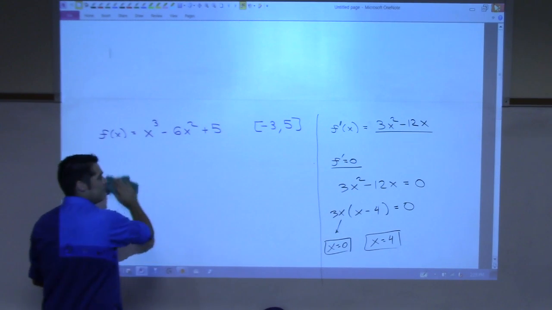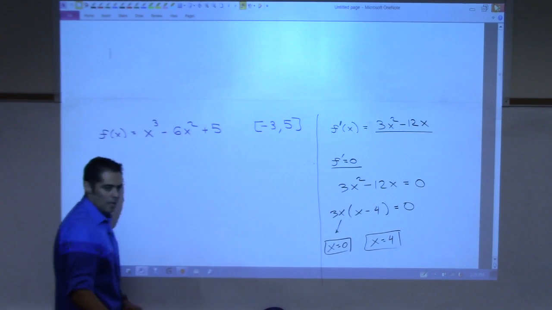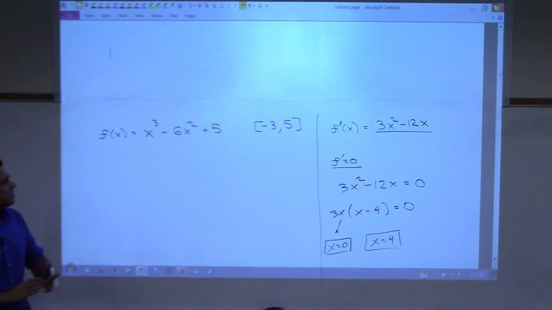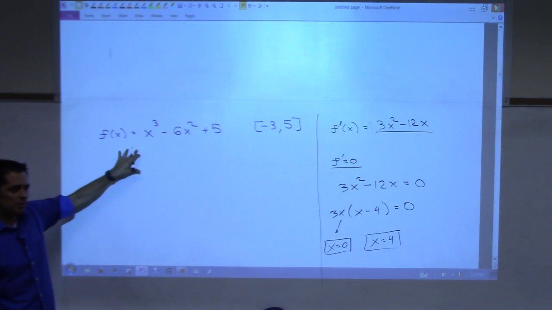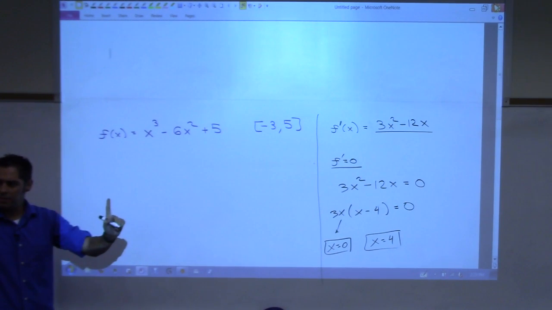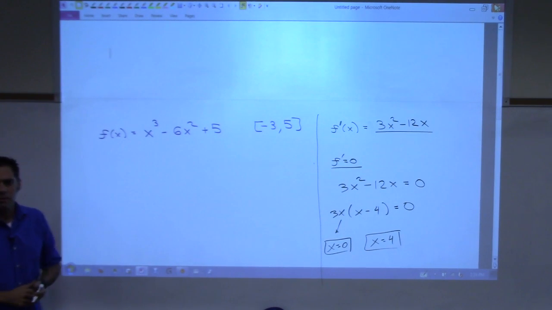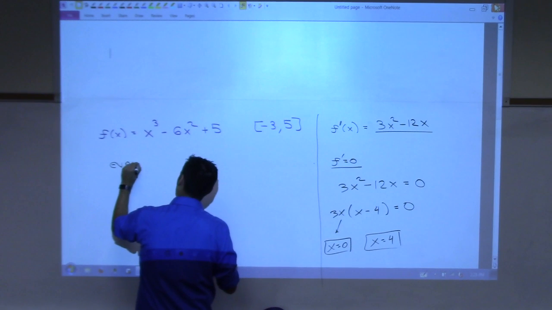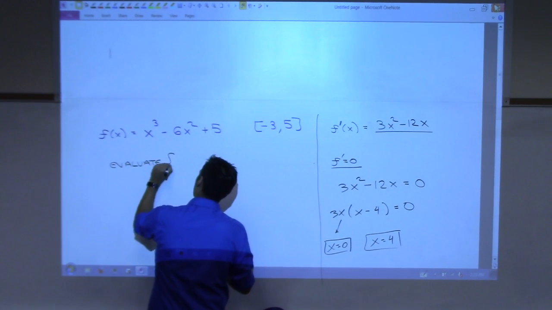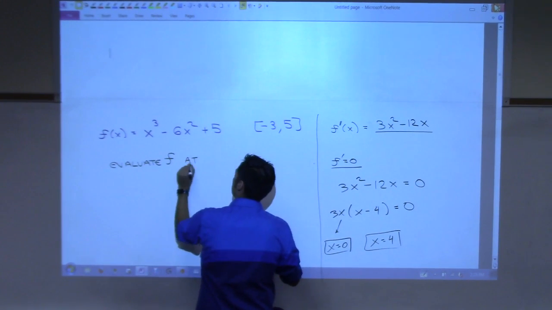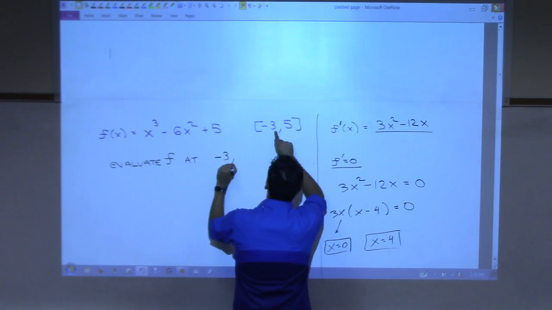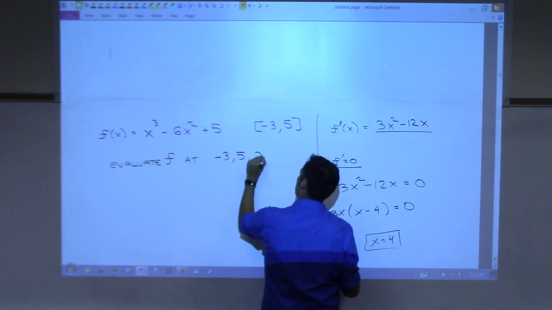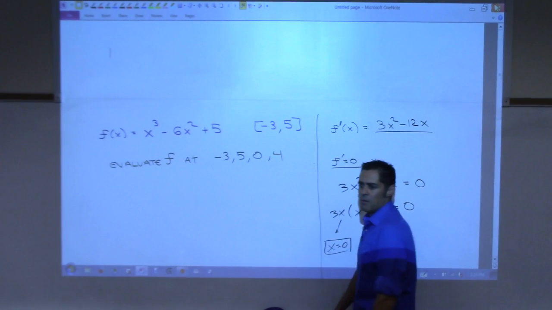Last step. All I need to do now is evaluate the original function at the endpoints and at those two critical numbers. So I'm going to evaluate f at -3, 5, 0, and 4. Do you understand what I'm doing?